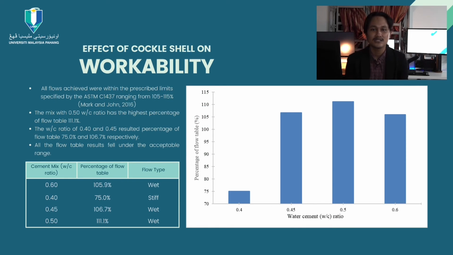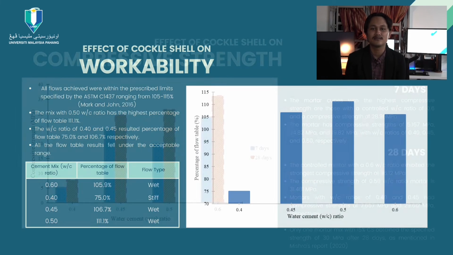Okay, effect of cockle shell on workability. Okay, all flows achieved were within the prescribed limit specified by the ASTM C1437, ranging from 105 to 115%. The mix of 0.5 water cement ratio had the highest percentage of flow table, which is 111. The water cement ratio of 0.5 and 0.45 resulted in percentage of flow table 75% and 106.7% respectively. All the flow table results fell under the acceptable range.